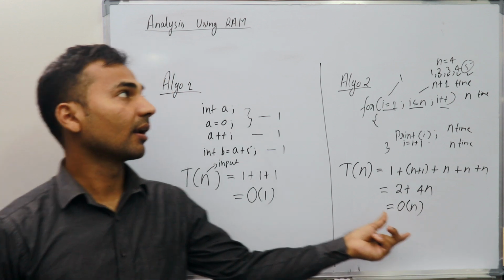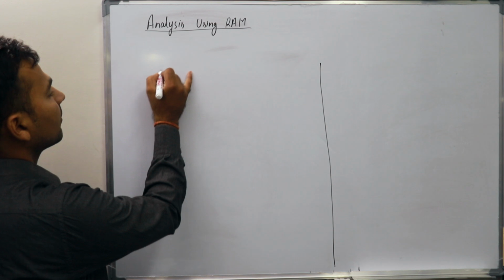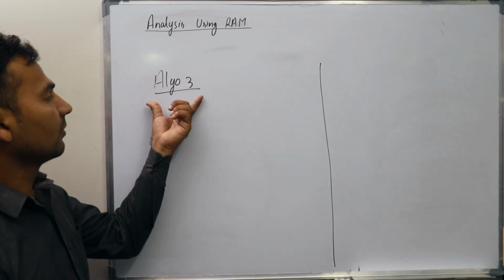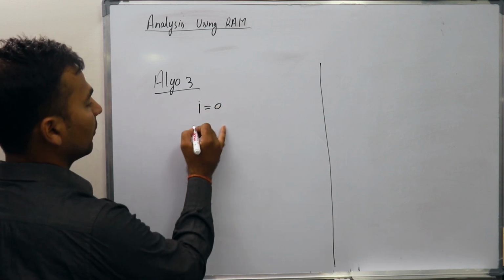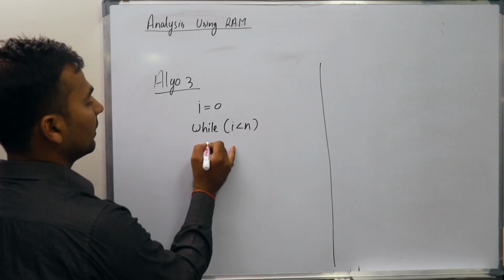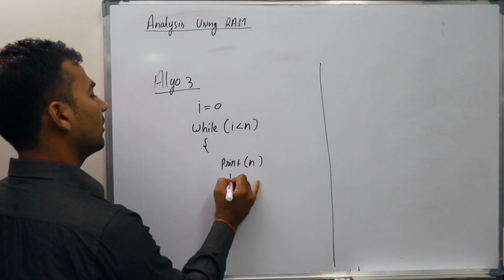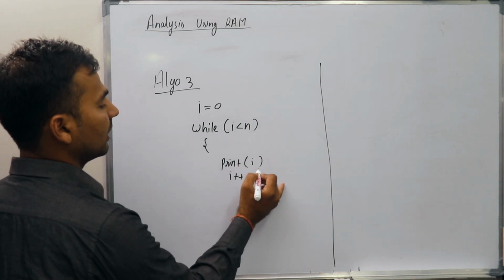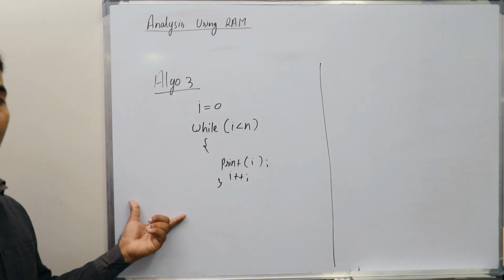This is how we analyze a for loop using the RAM model. Now let us take algorithm 3. Let us take algorithm 3 as a while loop, that is first we initialize i equal to 0, then while i is less than n, then what we do? We print i, then we do i plus plus. Now what are the number of primitive operations here?